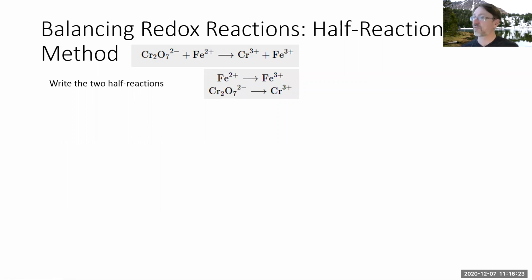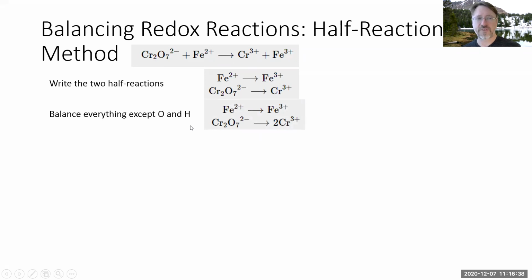The oxidation half reaction and the reduction half reaction. So we see that the iron is going from iron 2 to iron 3, and we have the chromium going from the dichromate to the chromium 3+. We balance everything except the oxygens and the hydrogens. So in this case, because there are 2 chromiums on the left, we have to have another chromium on the right.